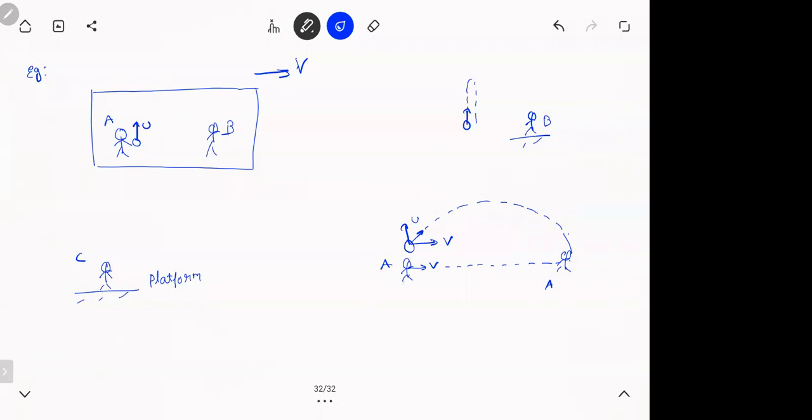So what I will see, the person C, right? C will think the motion is a parabola. And he observes A is always under the ball. When the ball is here, A is here. When the ball is here, A is here. So when the ball reaches, A is exactly there. So if you see, the ball is actually like this.